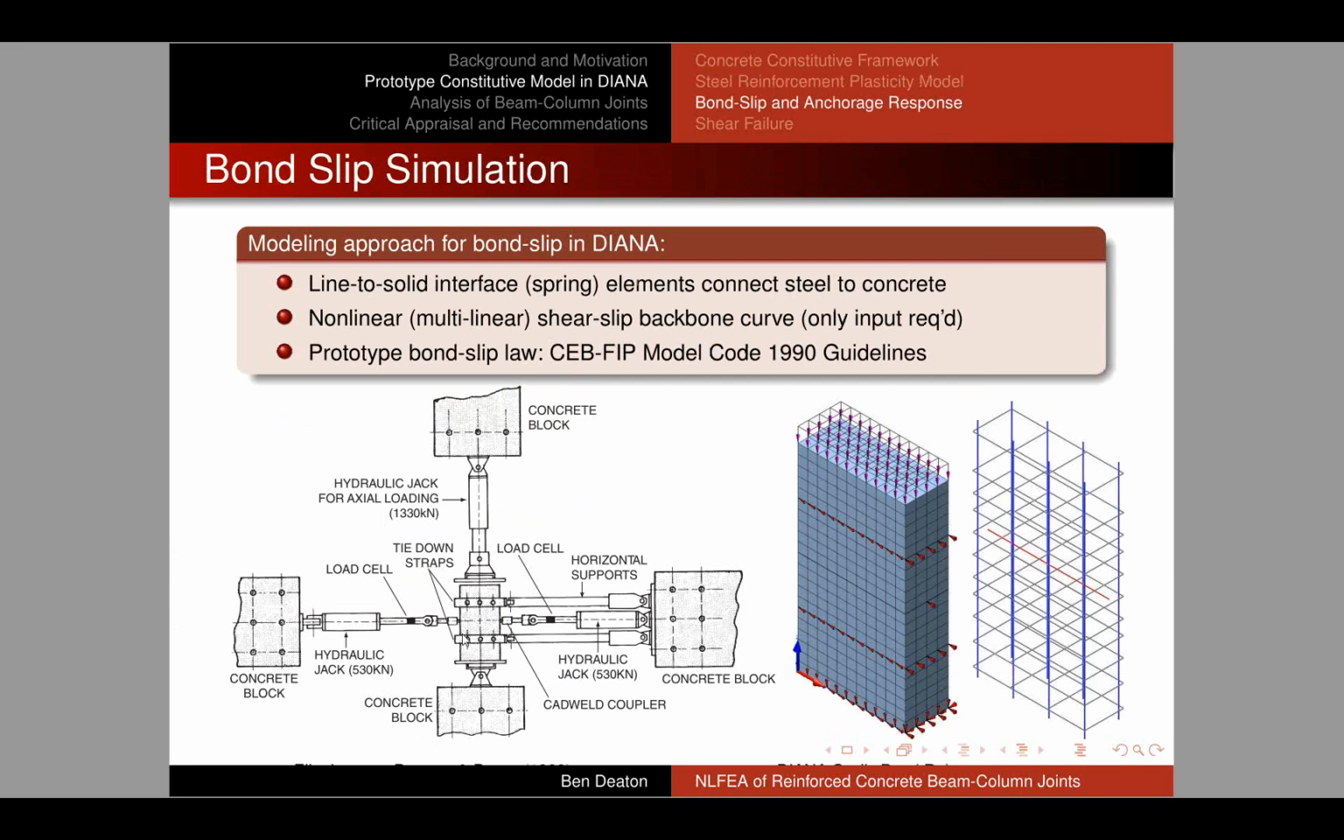In all of the studies that I'll present today, we explicitly modeled bond slip. Bond slip is a very important phenomenon in an under-reinforced scenario like a non-seismically detailed beam column joint. It tends to dominate the behavior actually when we start to have pull-out of reinforcing bars and such. Diana provides a very, very nice facility for modeling bond slip.